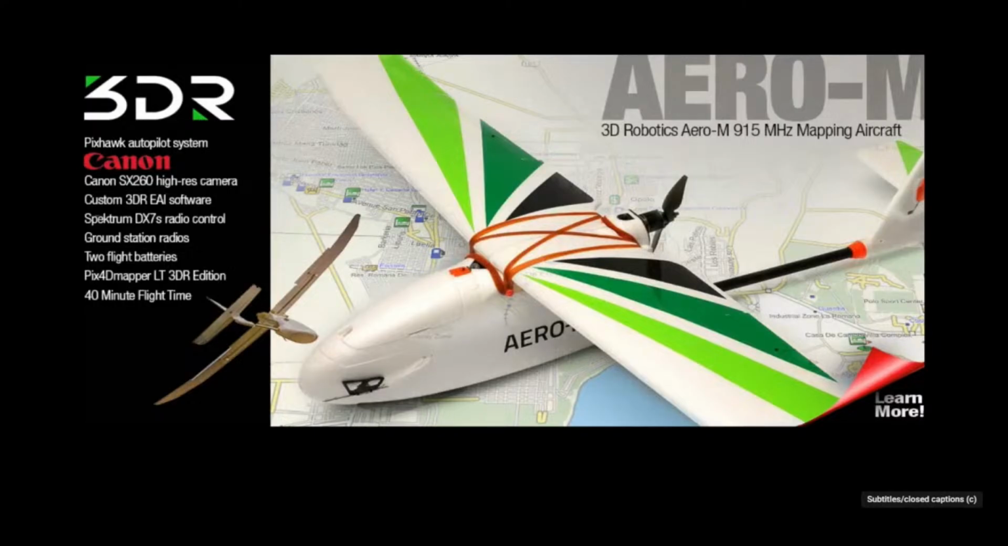Voila, we have a mapping airplane. That costs us about $12.50. This guy costs roughly about $4,000. So it's the same exact thing. Same capacity, same batteries, same quality, same everything, $4,000.